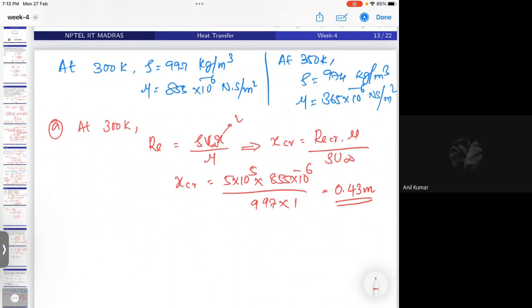That means if I am putting 0.43, oh, that full length. Yeah, full length. L is 1. So what is the velocity? 1 meter per second.